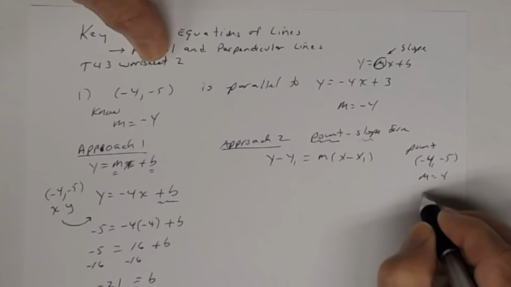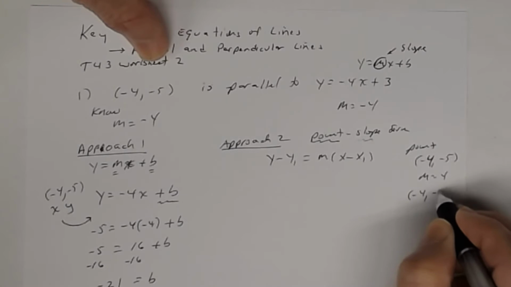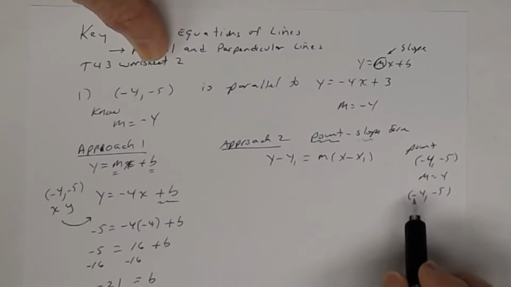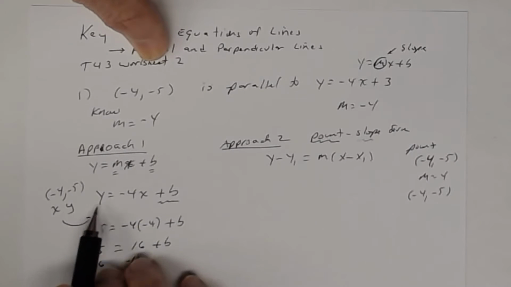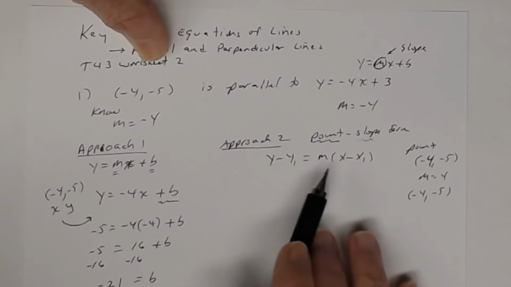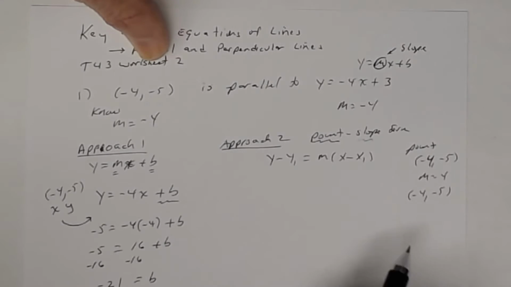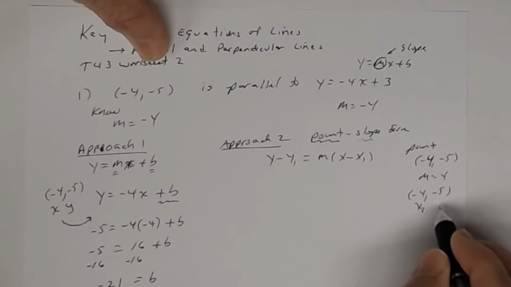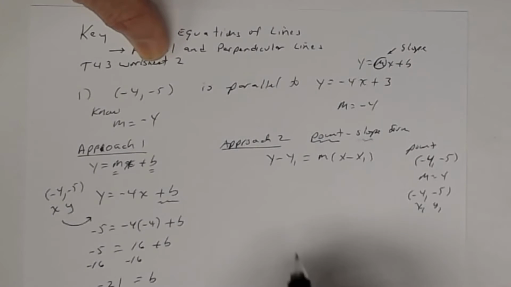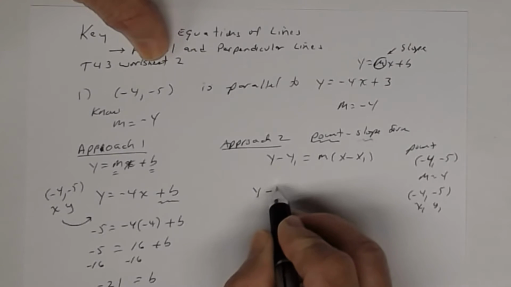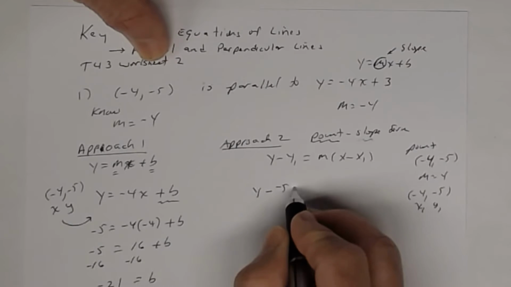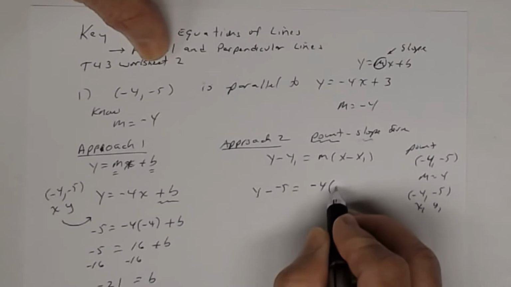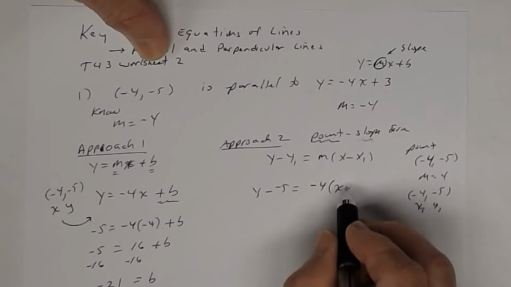Let me go ahead and rewrite this over, negative 4, negative 5. Keep in mind that, remember, in this case, when using this approach, we substituted into x negative 4, and into y we substitute negative 5. Be careful here. What you want to do is substitute into x1 negative 4, and y1 negative 5. So I have y subtract a negative 5, y1, equals the slope, which is negative 4, times x subtract the x-coordinate, which is negative 4.